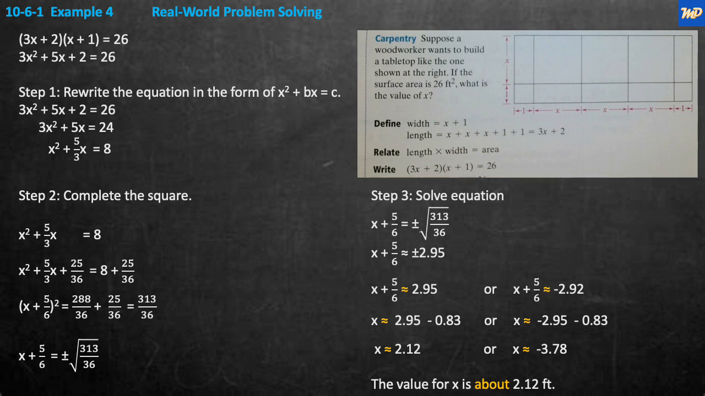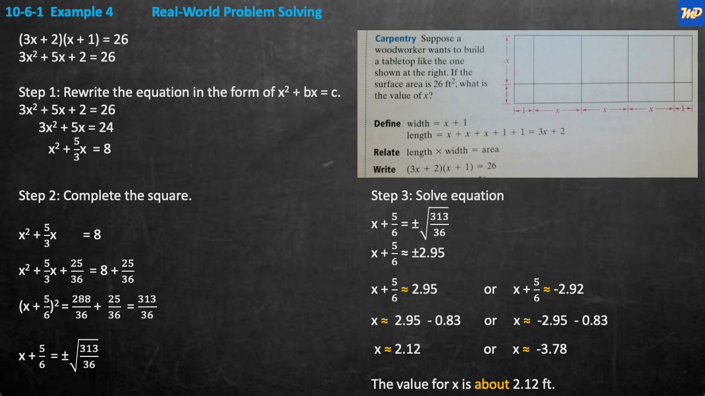So let's solve it. I rewrote this information over here on the upper left: 3x plus 2 times x plus 1 equals 26. I multiplied it out to get my trinomial, because I now have a trinomial that I can clear the c value from. So I have 3x squared plus 2x plus 5x plus 2 equals 26.